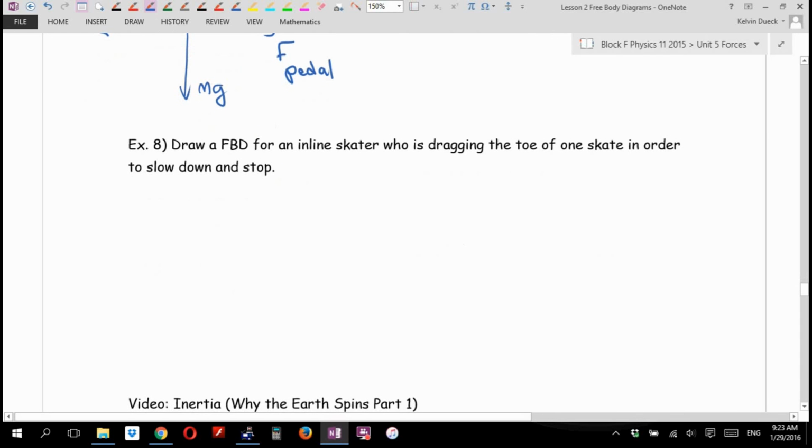Number 8. Draw a free body diagram for an inline skater, a rollerblader, who's dragging the toe of one skate in order to slow down and stop. Okay. There's my skater. What are the forces acting on this skater? Get the obvious one.